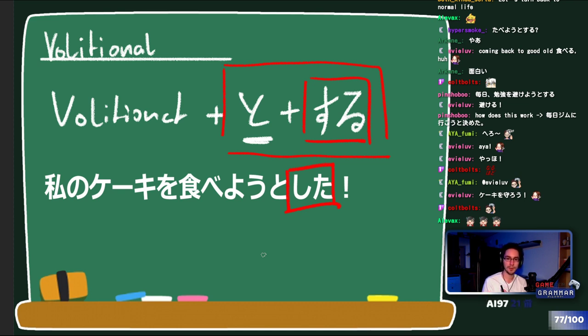Okay? Cake yo mamoro. Let's protect the cake. Yes. Mamoro ze. So there you go. This was a much quicker lesson. The volitional is not super tricky, but it is very useful and definitely needs to be learned at some point. So we got it done.